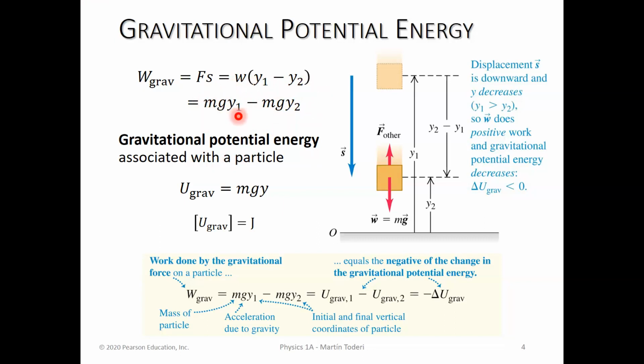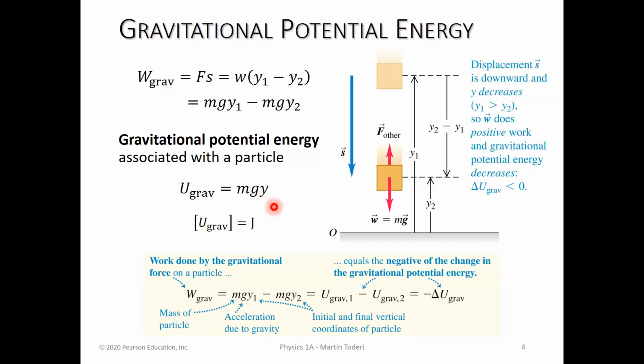And in this fashion, we can say that this is basically a change in that same quantity, having mg and the y coordinate in our system, and we can define this as the gravitational potential energy associated with that specific particle, which would be mg y, where y is the coordinate, the position, right? In our system of reference.